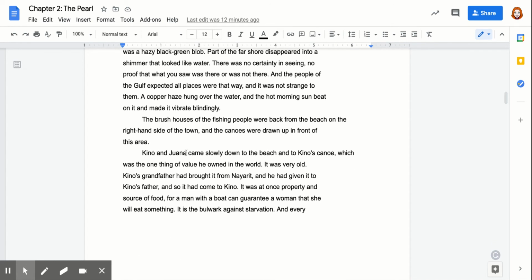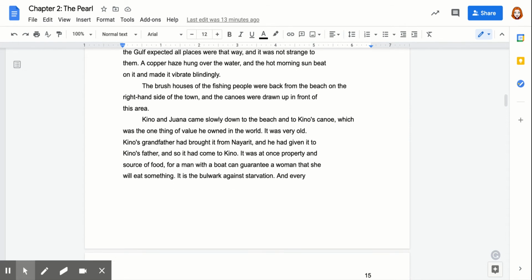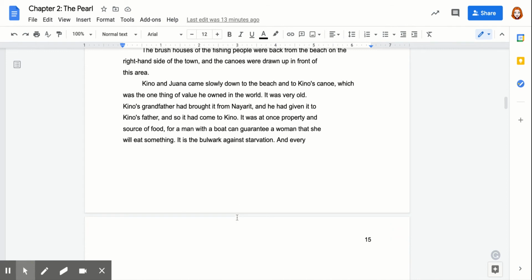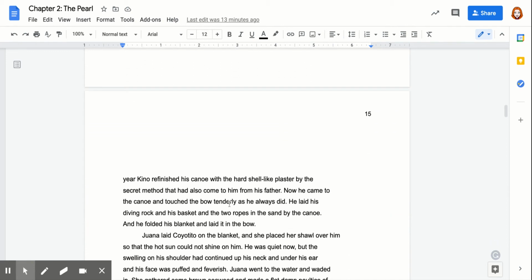Kino and Juana came slowly down to the beach to Kino's canoe, which was the one thing of value he owned in the world. It was very old. Kino's grandfather had brought it from Nayarit, and he had given it to Kino's father, and so it had come to Kino. It was property and a source of food, for a man with a boat can guarantee a woman that she will eat something. It is the bulwark against starvation. And every year, Kino refinished his canoe with the hard shell-like plaster by the secret method that had come to him from his father. Now he came to the canoe, touched the bow tenderly as he always did.